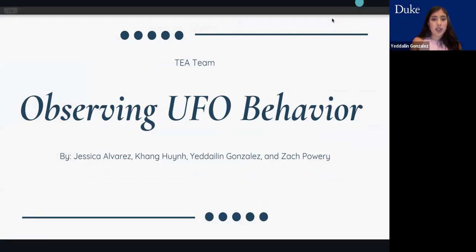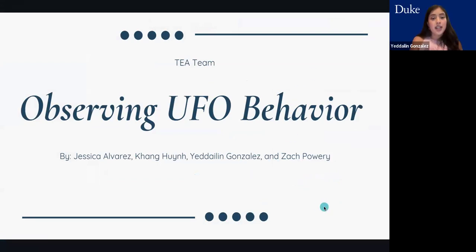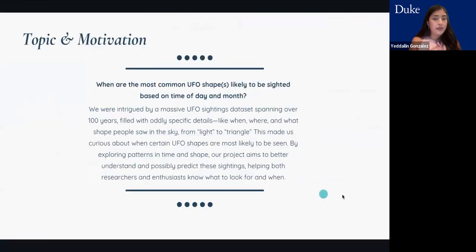Okay, so our team is called Team T, and we are observing UFO behaviors. So, topic and motivation. Our research question is, when are the most common UFO shapes likely to be sighted based on time of day and month? We were intrigued by a massive UFO sighting dataset spanning over 100 years, filled with oddly specific details like when, where, and what shape people saw in the sky, like a light to a triangle. This made us curious about when certain UFO shapes are most likely to be seen, and by exploring patterns in time and shape, our project aims to better understand and possibly predict these sightings.